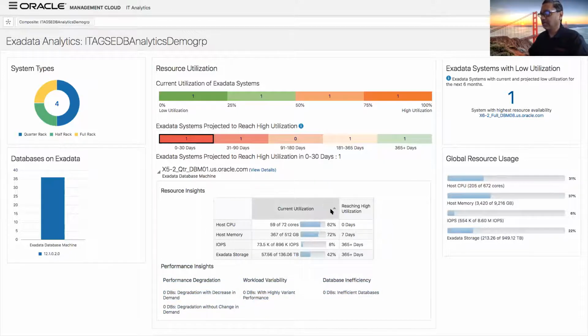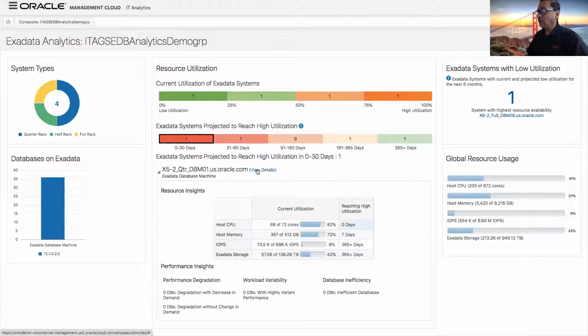Now the resource insight. Here, for one of my databases, X52, my quarter rack, I am using 82%. My capacity threshold line is 75%, and that's why it is saying days to reach is 0 days. So basically, this system already has an issue right now. But based on the storage server, I have no issues here. I have 42% left. That is based on my past usage pattern. It will take me 365 days. So I don't need to buy any Exadata storage server for space reasons.